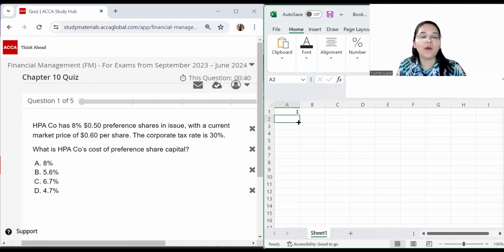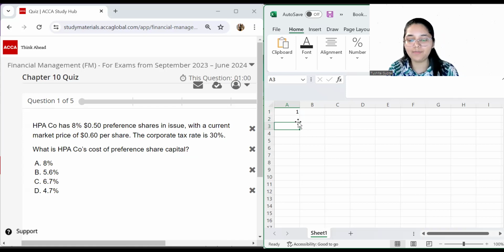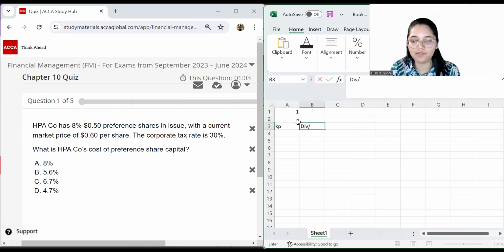This is question number 1. You have to calculate the cost of preference share capital. So HPA company has 8% of 50 cents preference shares in issue with a current market price of 60 cents per share. Corporate tax rate is given. Although you don't really need this information over here, this has just been given to confuse you. You're going to use simply the formula that you've learned to calculate the cost of preference shares, which is nothing but the dividend upon the market price.